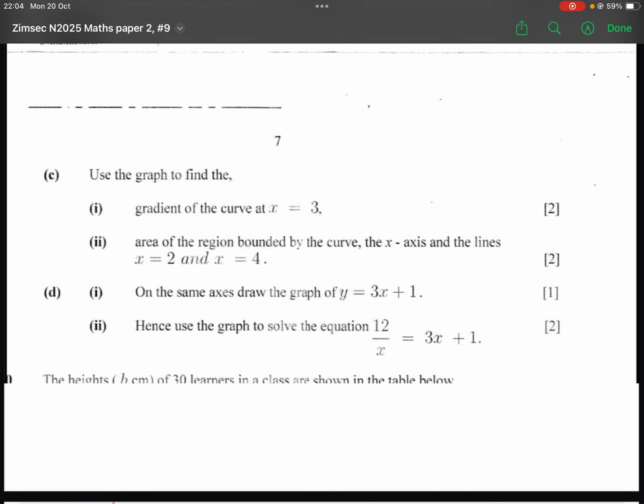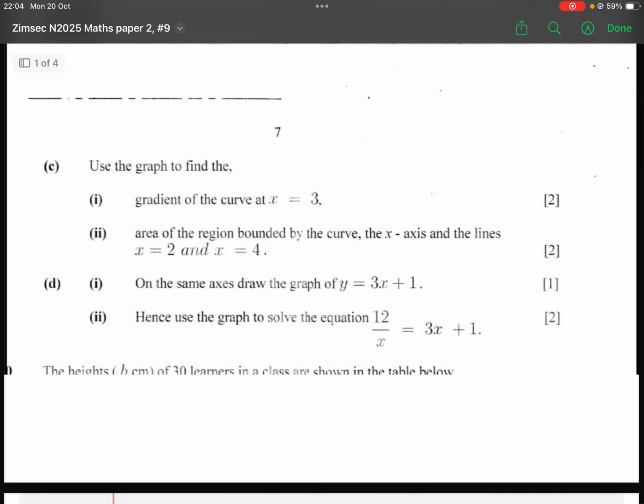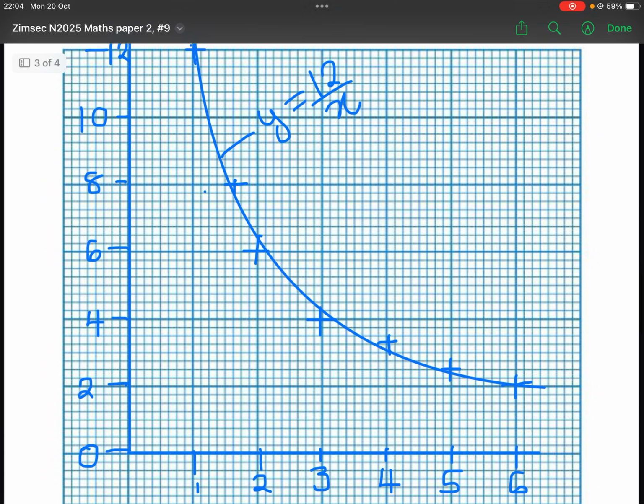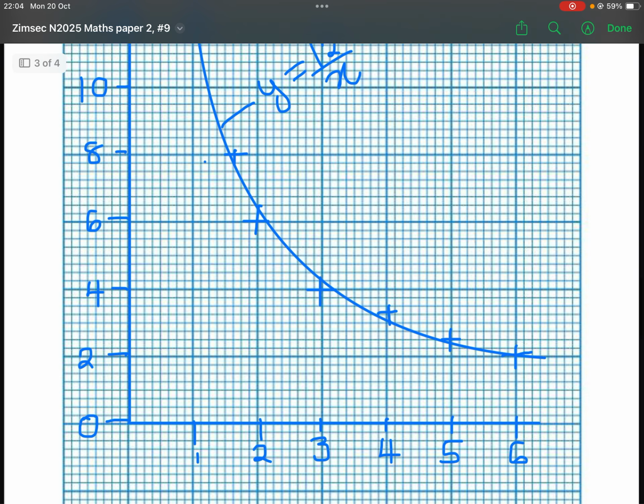So we are now in the next part of the question, where we are required to use the graph to find the gradient of the curve at x is equal to 3. So this is our x is equal to 3. We are going to have our x is equal to 3 here. And then after that, we need to draw a tangent at this point. It is a line that touches the curve. So let me draw it. So this is going to be our tangent.